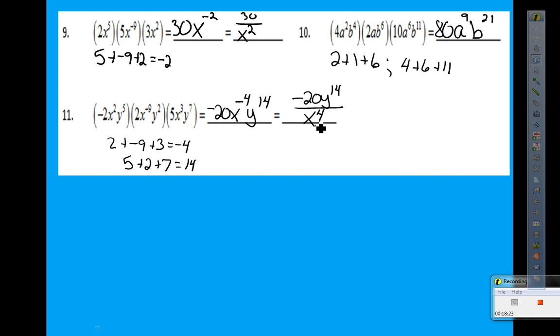Here's what I hope you get doing. I hope you skip this step here. I hope that you can go negative 2 times 5 is negative 20. Then you go through and add your x's and you say x to the negative 4, so you automatically just do that. And then y you say is positive, so I hope you get to where you just get right to the answer.